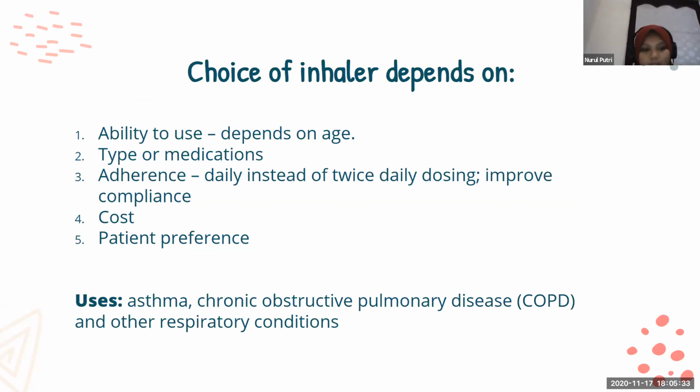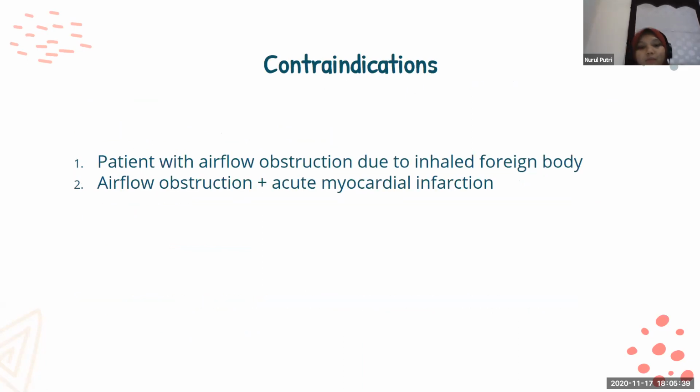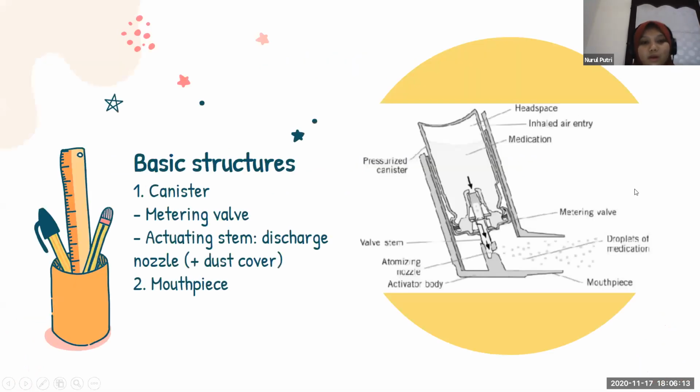The inhaler can be used in asthma, chronic obstructive pulmonary disease, and other respiratory conditions. The contraindications of using an inhaler are patients with airflow obstruction due to an inhaled foreign body, and acute myocardial infarction. Why can it not be used in patients with airflow obstruction? Because just like the nebulizer, the medication used in the MDI needs to be inhaled into the lungs. So when there's airflow obstruction, the medication cannot go to the lungs. So that is why.